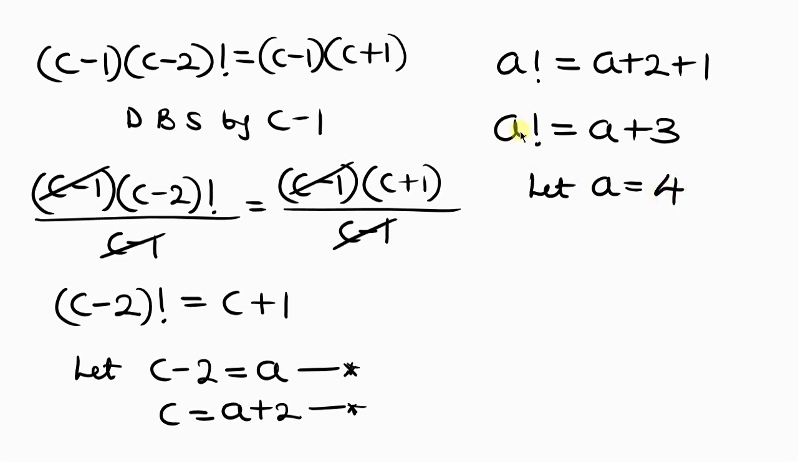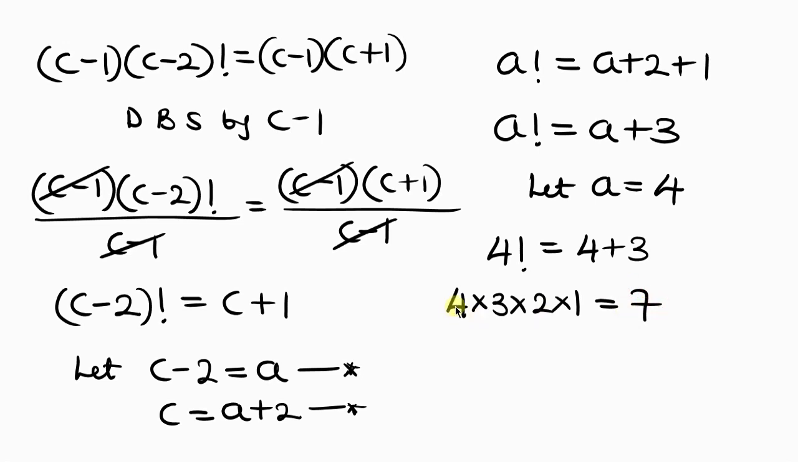So when a is equal to 4, we have 4 factorial on the left equal to 4 plus 3. 4 factorial is the same as 4 times 3 times 2 times 1, and this is equal to 4 plus 3 is 7. So 4 times 3, that's 12, times 2, that's 24, times 1 is 24. So on the left, I have 24, and on the right, this is 7. So 24 is not equal to 7. So no solution when a is equal to 4.